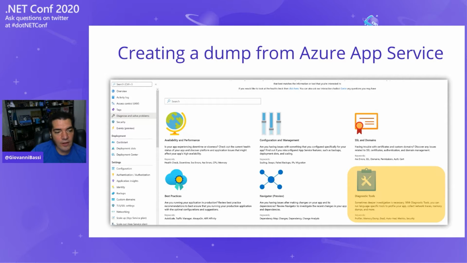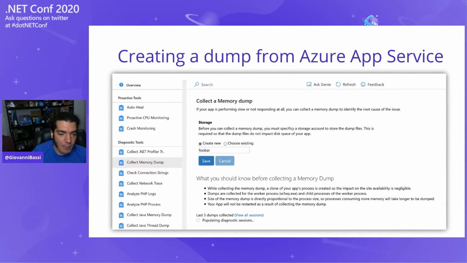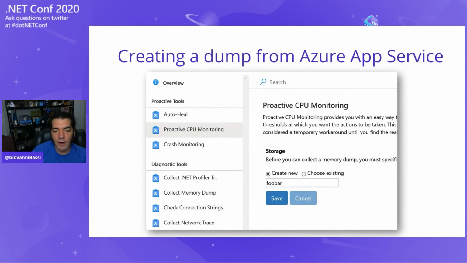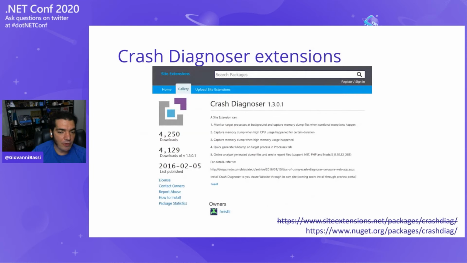So if you click on diagnose and solve problems, you're going to have the diagnostic tools on the bottom right corner over there. And then you can collect a memory dump exactly at that point in time. And you can also monitor for crashes and transfer it to some storage account. Or you can proactively monitor the CPU and take the memory dump when some condition is reached. So it's super simple to use Azure App Service to take memory dumps.